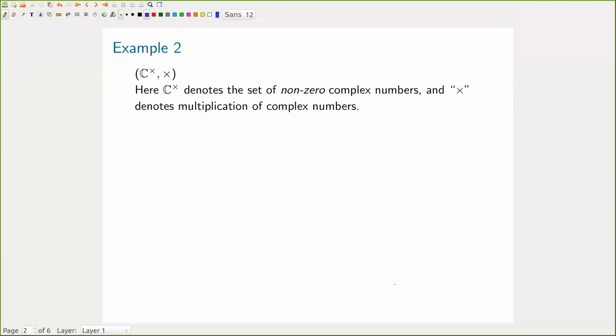Our second example, here we've got C, for the set of complex numbers. We've got a little superscript on it, which is a multiplication sign. So this C with this little decoration of the multiplication symbol is the set of non-zero complex numbers. It doesn't include 0, but it includes all the other complex numbers. The multiplication sign here denotes multiplication of complex numbers. So we're talking about the set of non-zero complex numbers under multiplication. First observation.